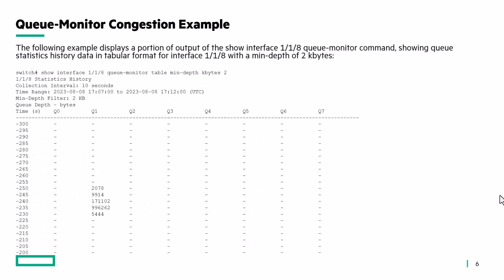Here we have an example which displays a portion of the output of the show interface 118 queue monitor command, and this is showing the queue statistics history data in a tabular format, with a minimum depth of 2 kilobytes. The command is show interface 118 queue monitor, and we're telling it to show it to us in a table, and then giving a minimum depth in kilobytes of 2. We can see here in Q1 at specific time stamps the specific amount of queue depth that's actually been used on the switch.